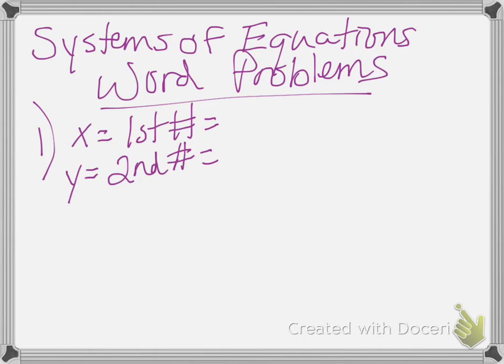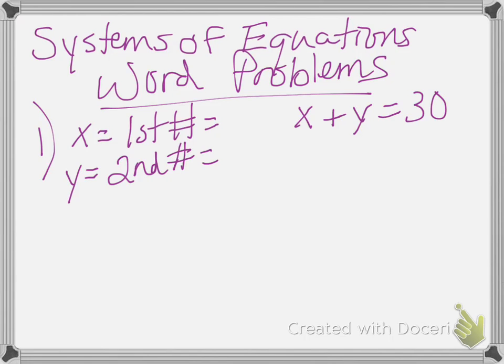Okay, so sum and difference. So one of these equations is going to be adding. The other is going to be subtraction. Okay, so it says the sum of the two numbers is 30. So that would be the two numbers that we've defined. x plus y equals 30. We don't know what those numbers are yet. We have to find them.